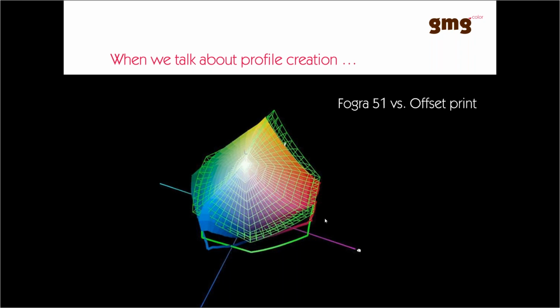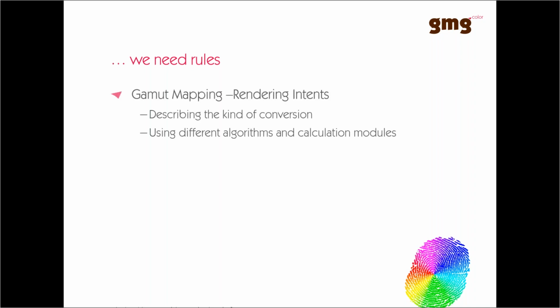To avoid color differences, or to minimize all these color differences, you need additional rules to make sure that it looks similar when you're using profiles. What kind of rules you need is, on one hand, gamut mapping rules, rendering intents. These gamut mapping rules are describing the kind of conversion from one gamut color space to another gamut color space. Here you have different algorithms and calculation models which should ensure that your result would look similar even though the color spaces are slightly different.